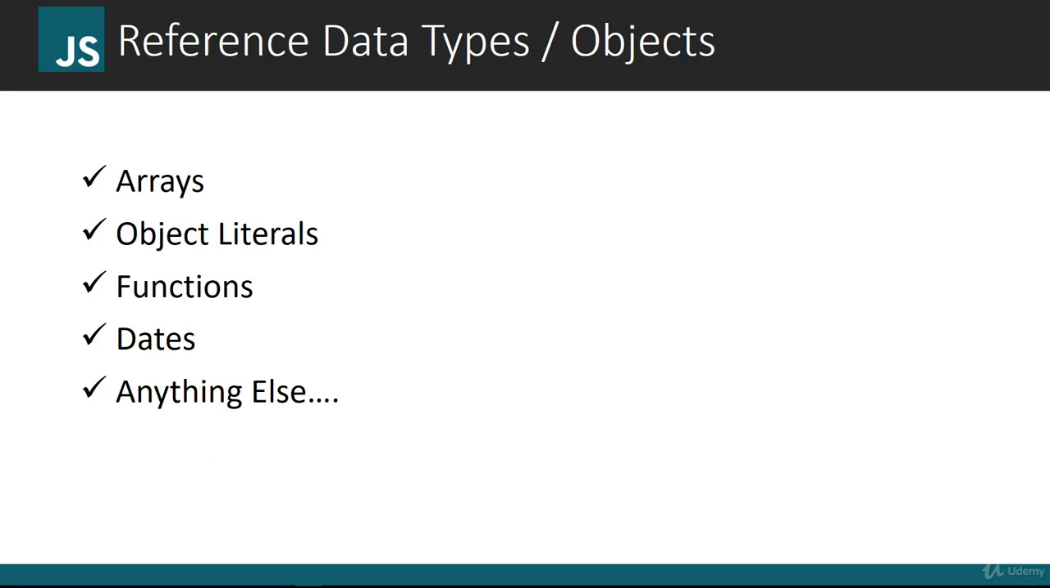All right, so reference types. Reference types are not primitive. They're not accessed by the actual value. They're accessed by reference, okay? And they're also considered objects. So arrays, object literals, functions, dates, and anything else you can store is going to be a reference type, okay? We also have object wrappers for strings and numbers, which we'll get into later.